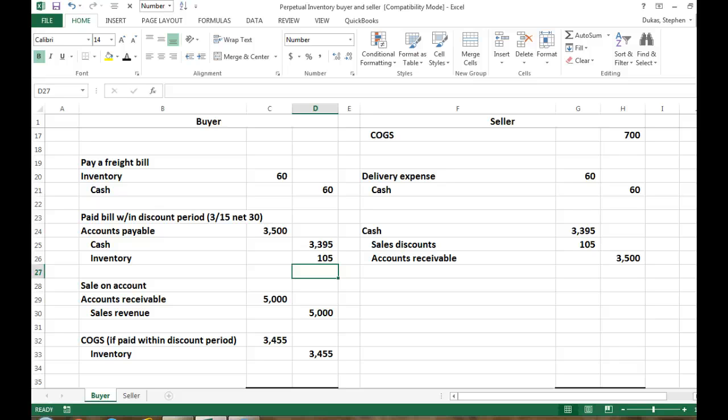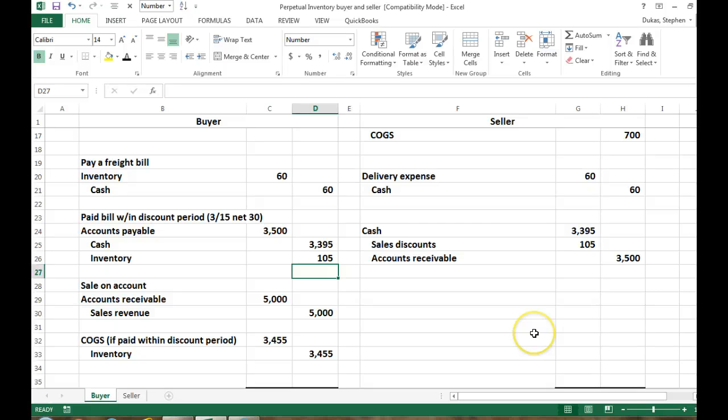So notice how this works. The payable is taken away. The cash amount is less than the payable because of the discount. The discount actually reduces the value of the inventory. In other words, we didn't really pay the full price, we paid $105 less.